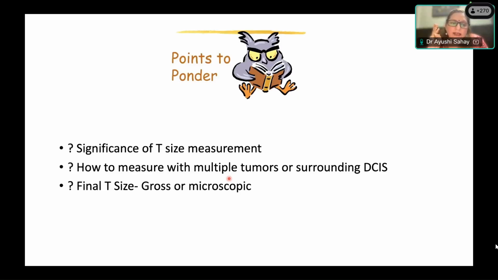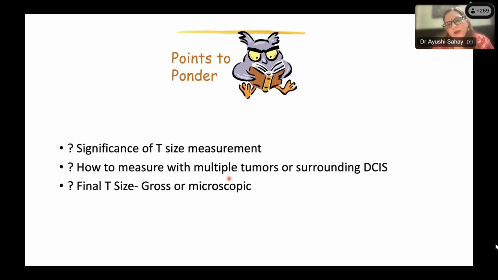Now, final T size, is it gross or is it microscopic? What you have written in the gross, is that the final T size or is the microscopic T size final? Kasturi. Gross. It is the gross size if that is the accurate size. I will tell you how microscopy can also affect it.